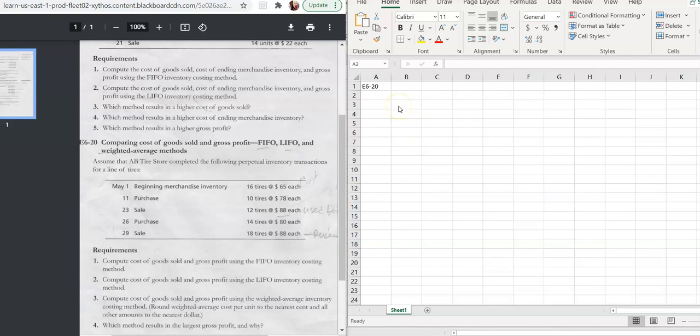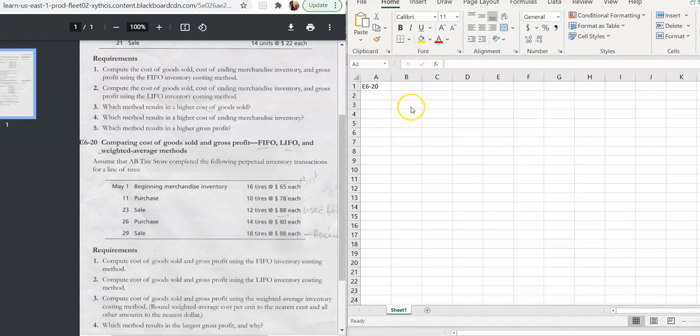Exercise 6-20. Assume that AB Tire Store completed the following perpetual inventory transactions for a line of tires. We want to compute cost of goods sold using FIFO and LIFO. We are not doing number 3 because we're not going to do weighted average. And then we'll talk about number 4.